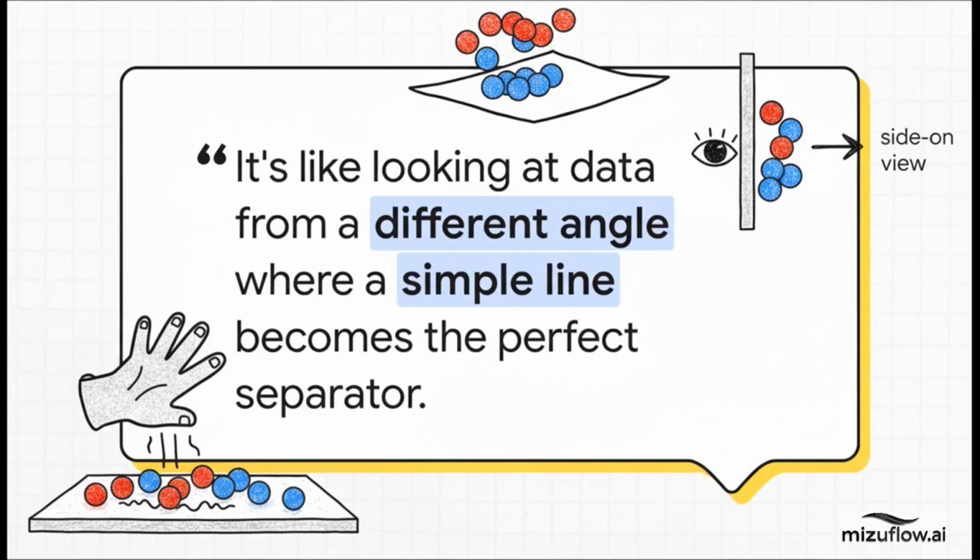Here's a great way to picture this. Imagine you have a bunch of red and blue marbles mixed together on a flat table. You can't draw a line to separate them. The Kernel Trick is kind of like hitting the table hard from underneath. For a split second, all the marbles fly up into the air. And from a side-on view while they're in the air, you could totally slide a flat sheet of paper between the red and blue marbles. That's what the Kernel Trick is doing, just with math.